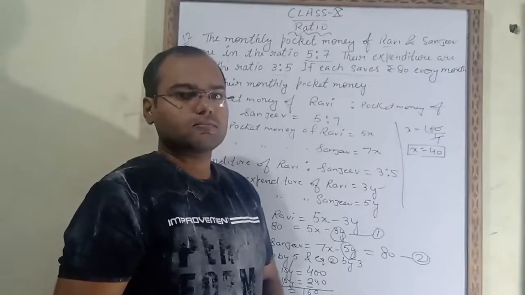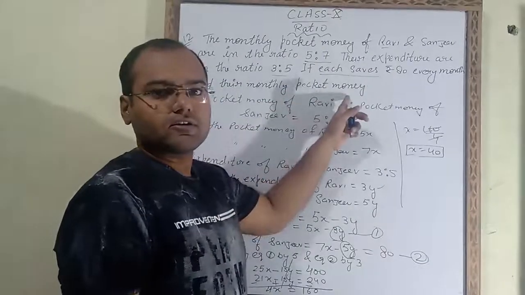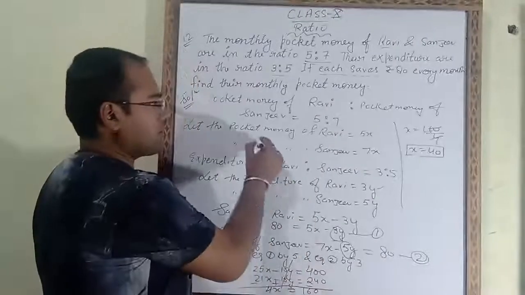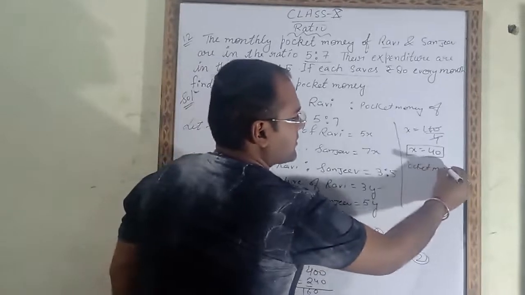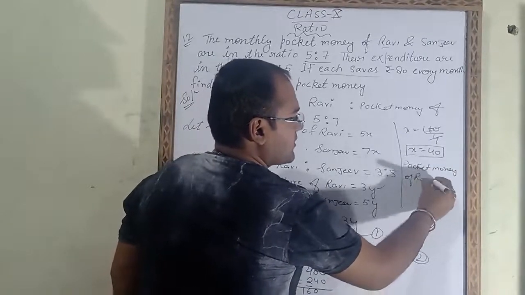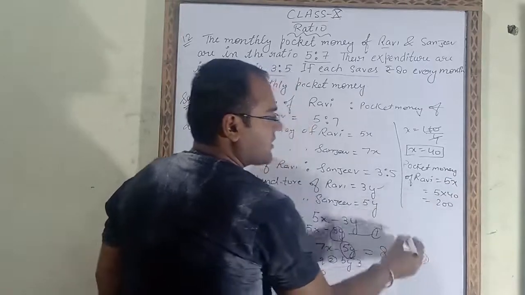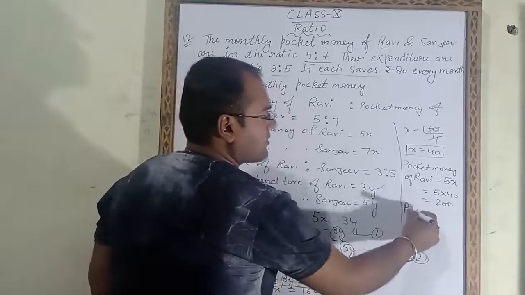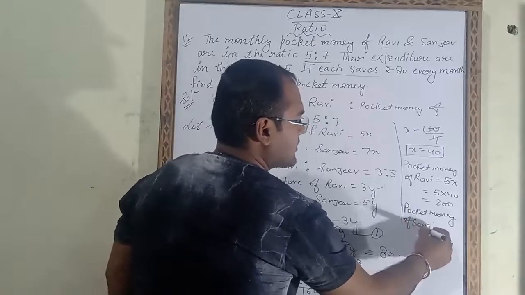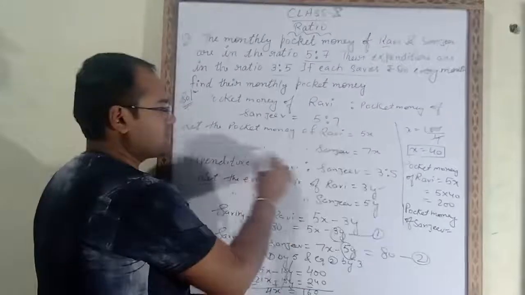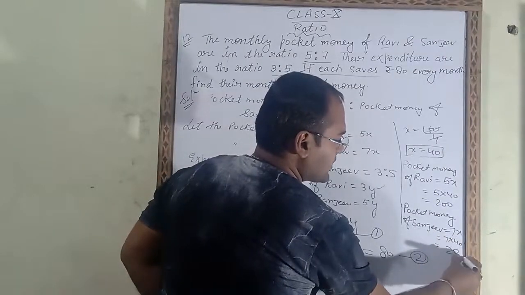Now in the question he said we have to find their monthly pocket money. We know the pocket money of Ravi is 5x. So we will write here pocket money of Ravi is 5x, that means 5 multiply 40. Answer is 200. Similarly, we will find pocket money of Sanjeev. What is the pocket money of Sanjeev? 7x. That means 7 into 40. Answer is 280 rupees.